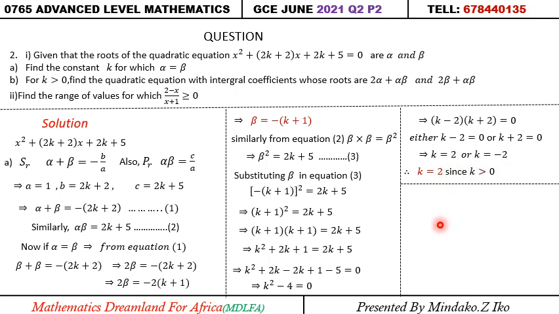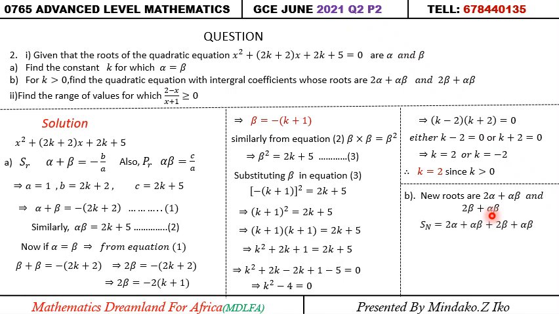Now for the b part. I did this because I'm going to use k greater than 0 for the b part. The b part says for k greater than 0, find the quadratic equation with integral coefficients whose roots are 2 alpha plus alpha beta and 2 beta plus alpha beta. So that is the b part. So we have our new roots: 2 alpha plus alpha beta and 2 beta plus alpha beta.